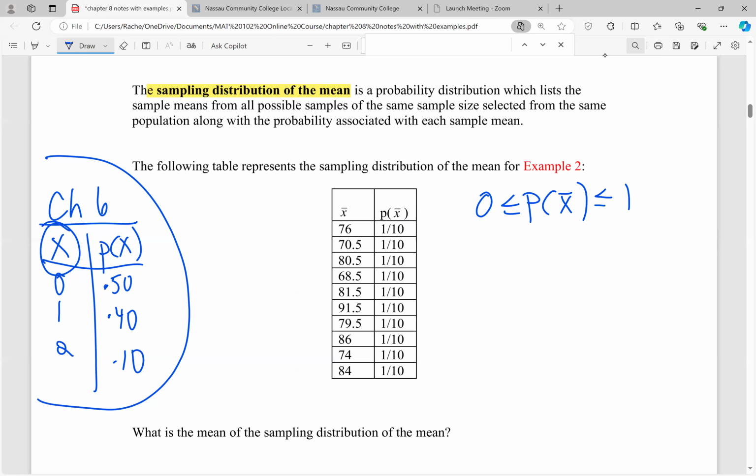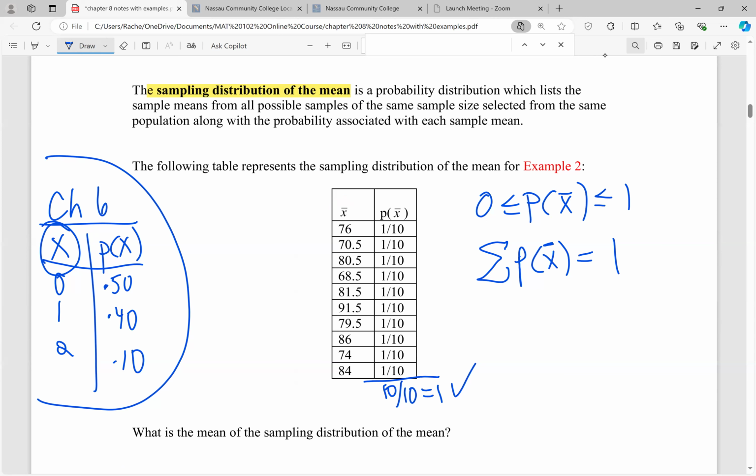So same goes for the probability of X bar occurring. And then the sum of all the probabilities in a sampling distribution, right? Remember, the sum of all the p of x's has to sum up to 1. But in this case, my random variable is x bar. So the sum of all my p of x bars has to add up to 1. And if we were to add up this column, we're going to get 10 out of 10, which is 1. So this represents a sampling distribution of the mean.